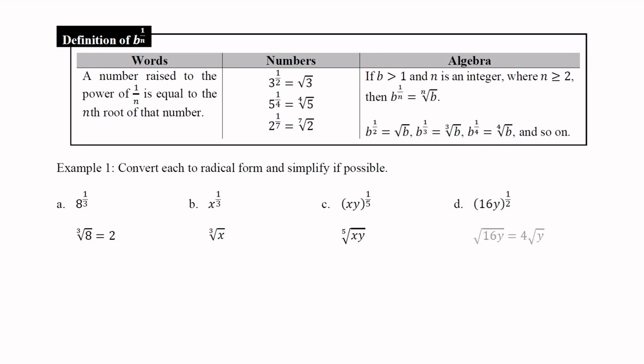16y to the 1/2 is the same as the square root of 16y. And we know that the square root of 16 is 4, since 4 times 4 is 16. So we can simplify that to 4 times the square root of y.